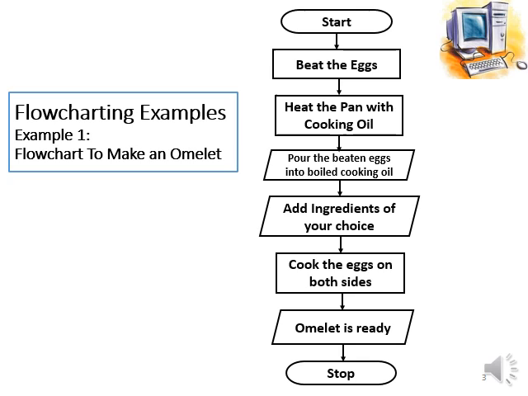Remember that the start and the stop symbols or the terminal symbols both are the same, and in the same way input and output symbols are the same. And for processing we use the rectangle symbol. So you just have to remember the symbols used for each and every type of operation, and this is how you can build a flowchart for any program or any process. This is just an example. Later on we will build flowcharts for programming examples.